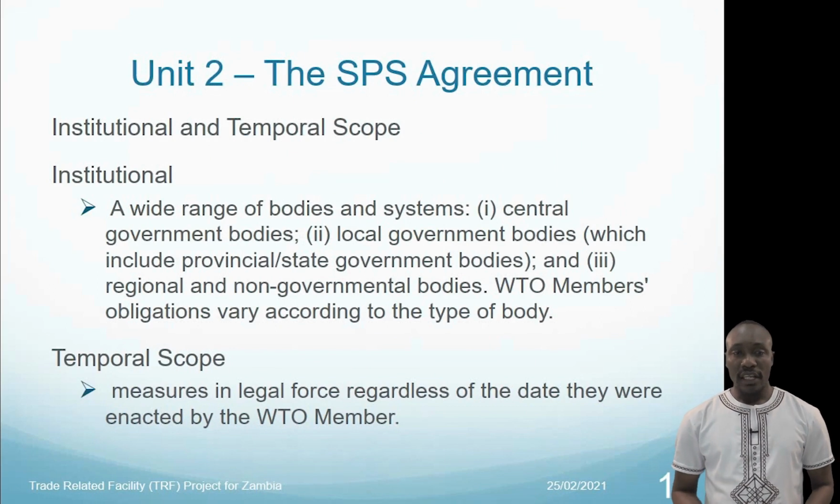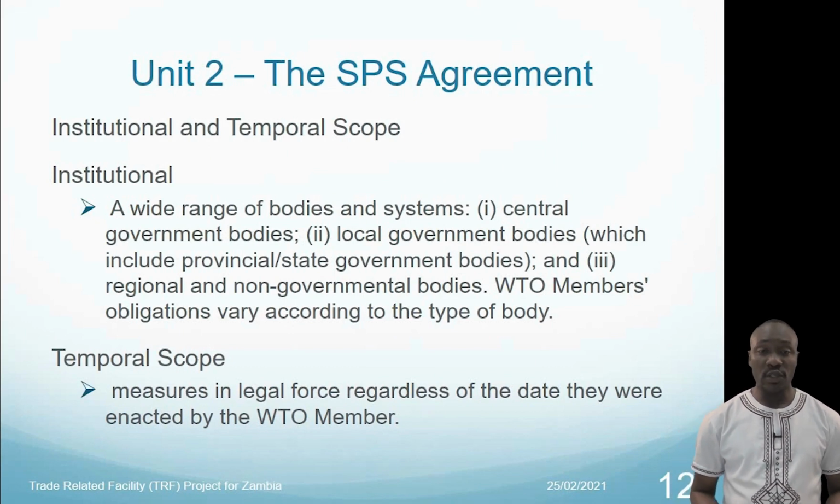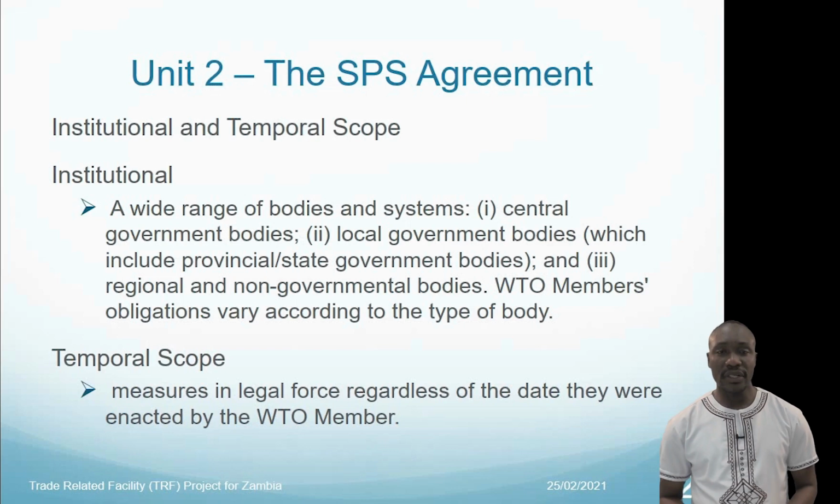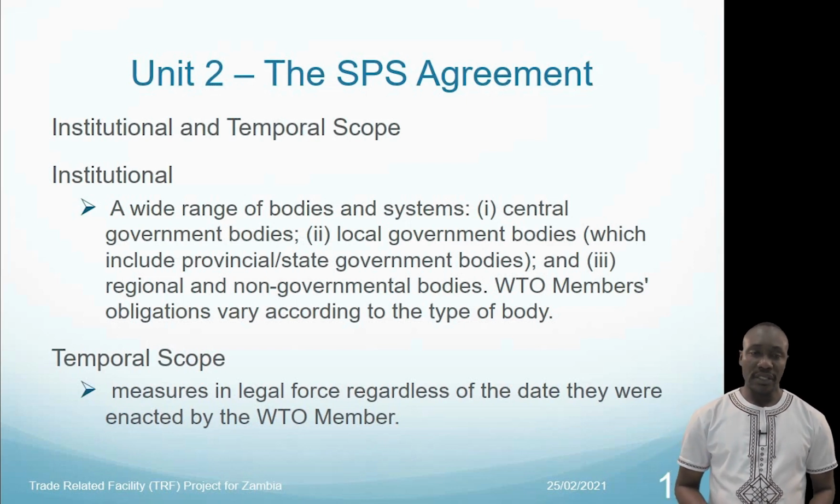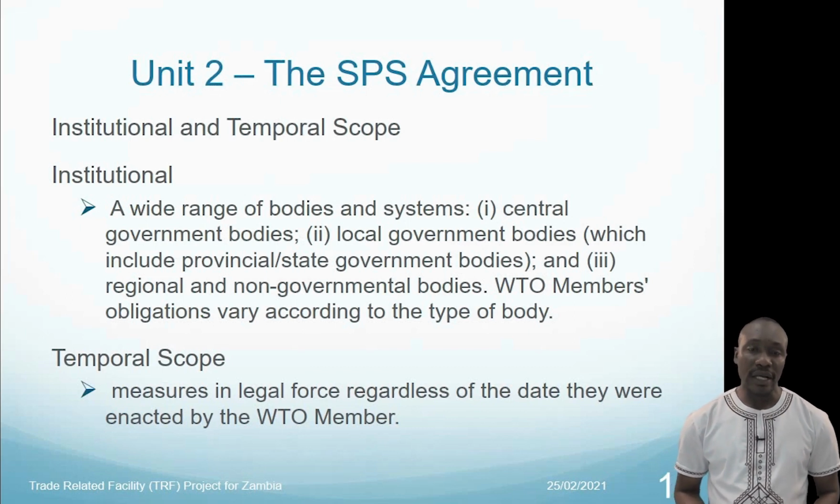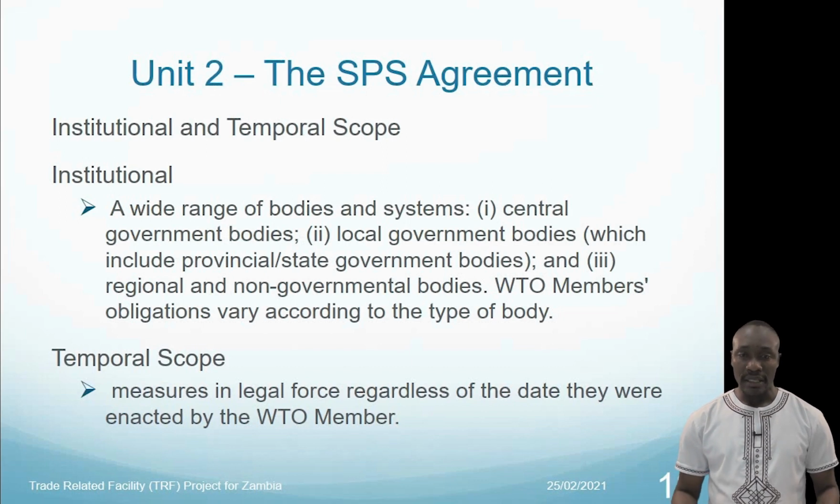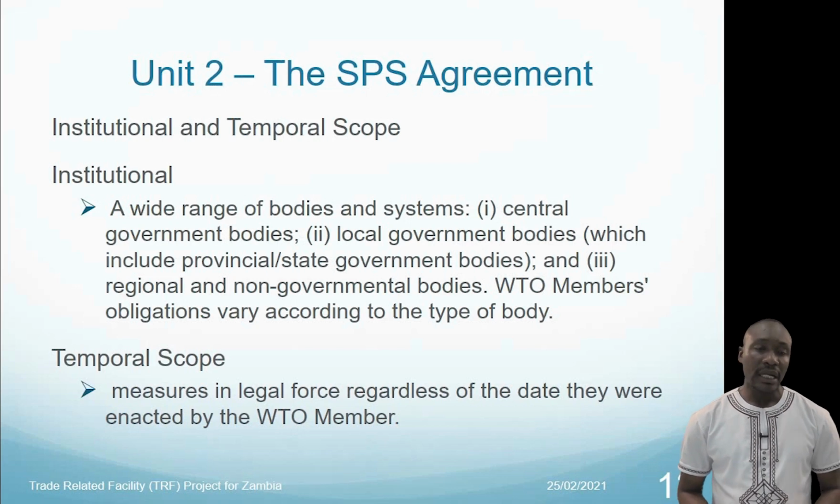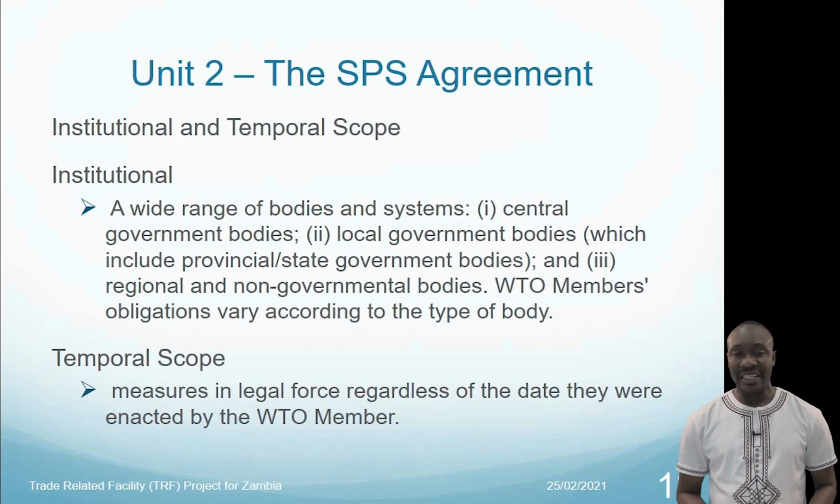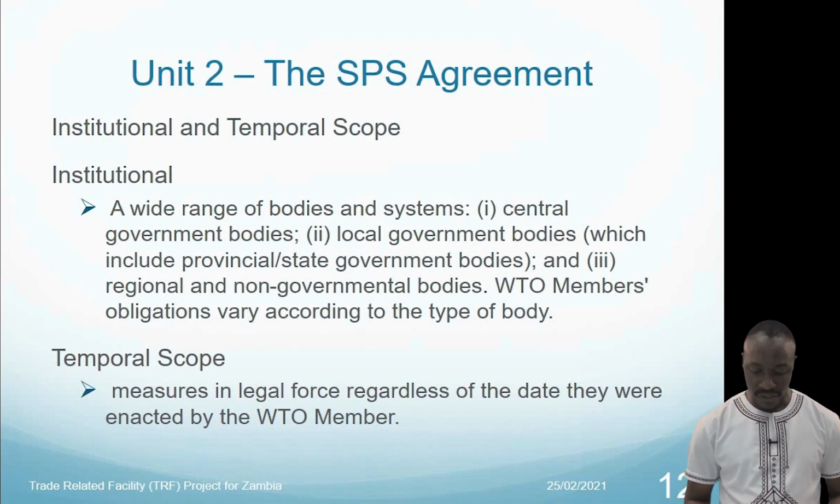Okay, so in terms of the institutional scope, we have a wide range of bodies and systems: central government bodies, local government bodies, which include provincial and state government bodies, regional and non-governmental bodies, and these may vary according to the type of the body. In terms of scope, you have the measures in legal force regardless of the date enacted by the WTO member.